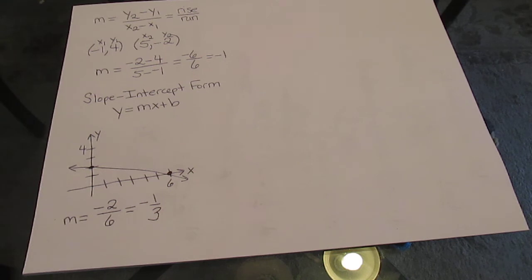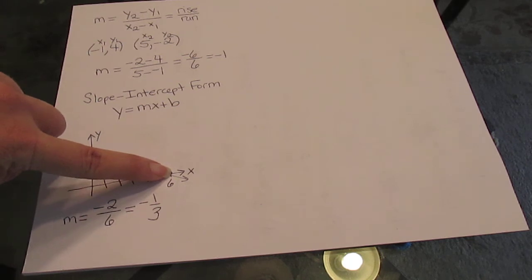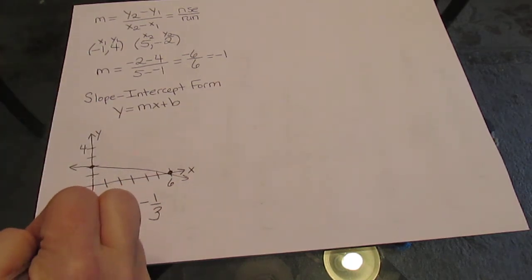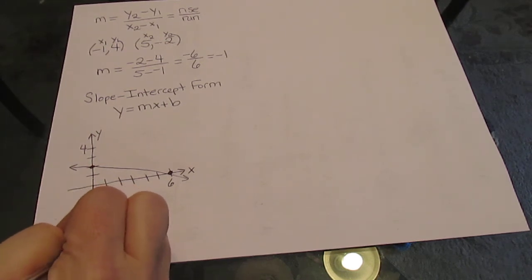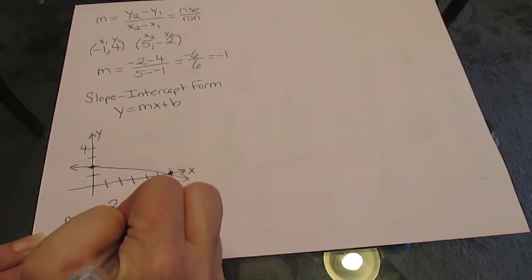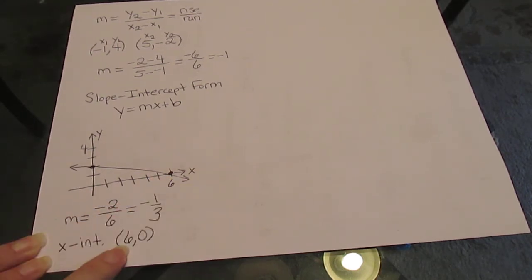All right, they also ask us what is the y-intercept and the x-intercept. Well, we can clearly see them off of the graph. The x-intercept is just where it crosses the x-axis. And normally they write it as a point. So the x-intercept is written 6, 0. The x value is 6. The y value is 0.